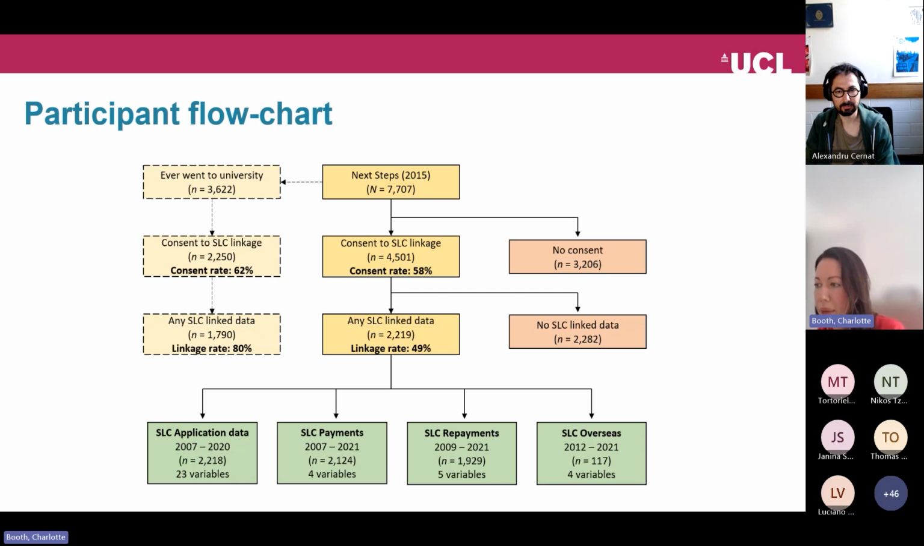Then we have the repayments data set. So this is any repayments that were made from the student back to the student loans company. So this is after they graduate and have a job. And we have records from 2009 to 2021. And then finally, this overseas data set is basically, if you move overseas, you're required to let the student loans company know. So that's basically what that is.